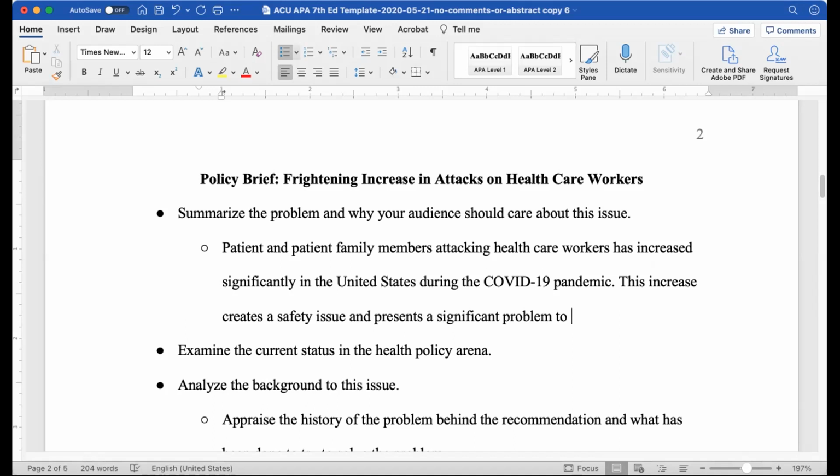So for our purposes here, let us say that we're addressing nursing retention, which is a big problem across the board. And frankly, if you're working in a setting where people are attacking you, that is not going to make you want to keep working there.